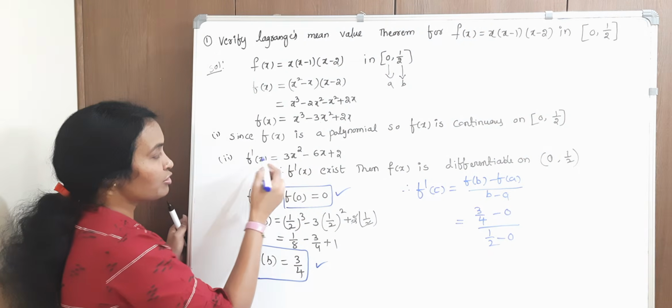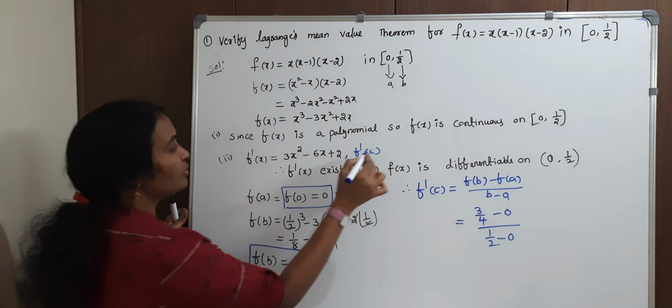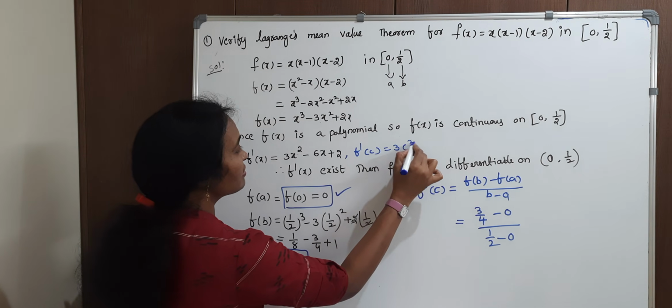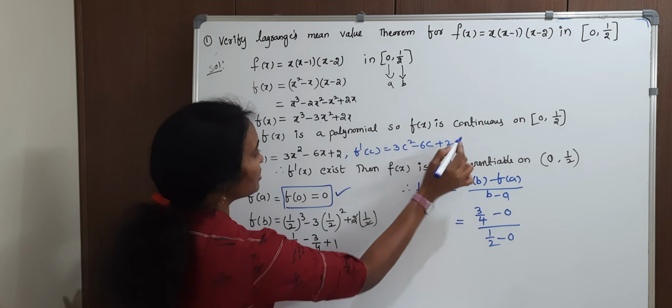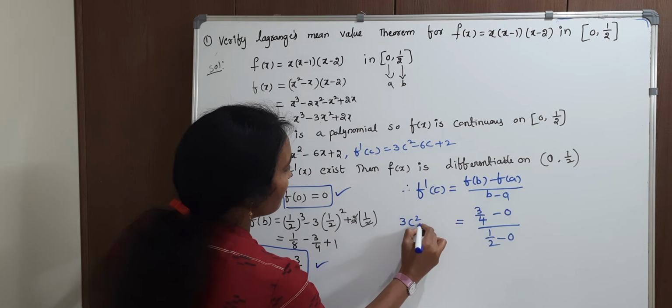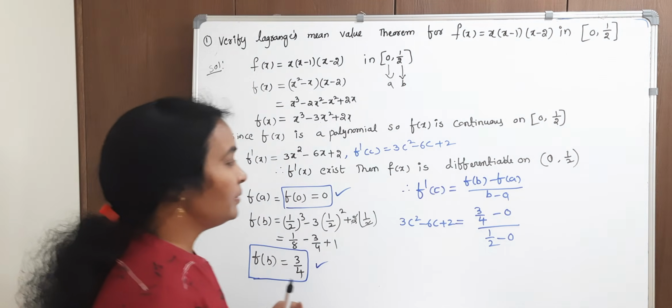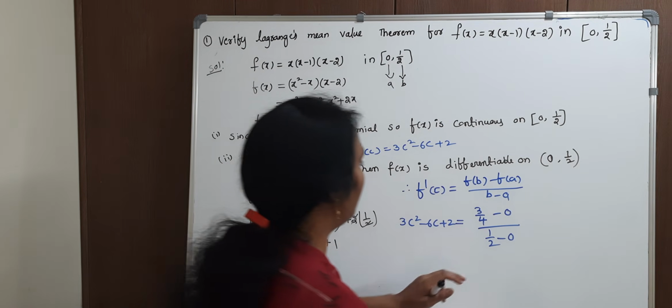This is f dash of x. Then f dash c is nothing but what? In the place of x you need to write c. 3c square minus 6c plus 2. Come on, substitute, equate. This is 3c square minus 6c plus 2. Done? Okay. Now simplify this.